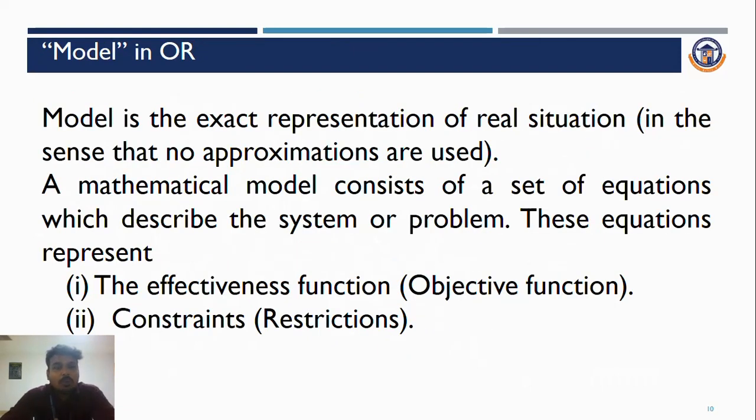Then model. What is the model? A model is the exact representation of a real situation, in the sense that no approximations are used. Then a mathematical model consists of a set of equations which describe the system or problem. These equations are represented as the effectiveness function: first the objective function, and then the constraints. So what problems or models have an objective function and constraints? These problems are called linear programming problems.